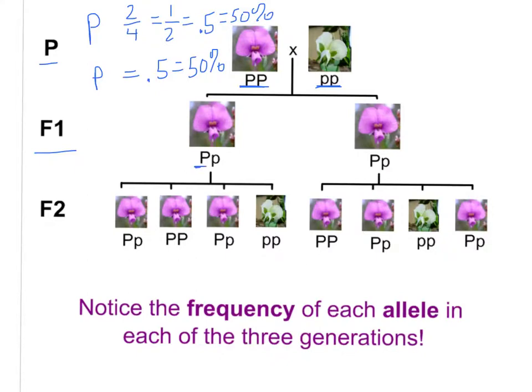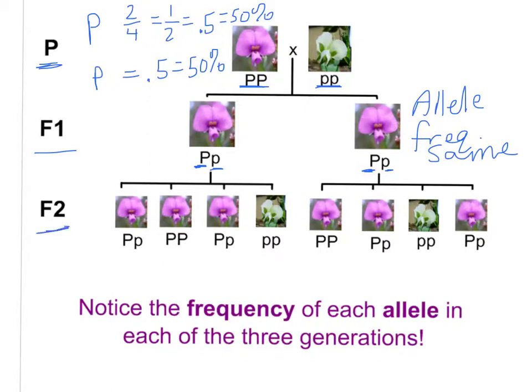Again, for our dominant alleles, we have 2 out of 4, and the recessive, we have 2 out of 4. So they're the same. We have the same allele frequencies. So here the allele frequencies are the same as for the parental generation.